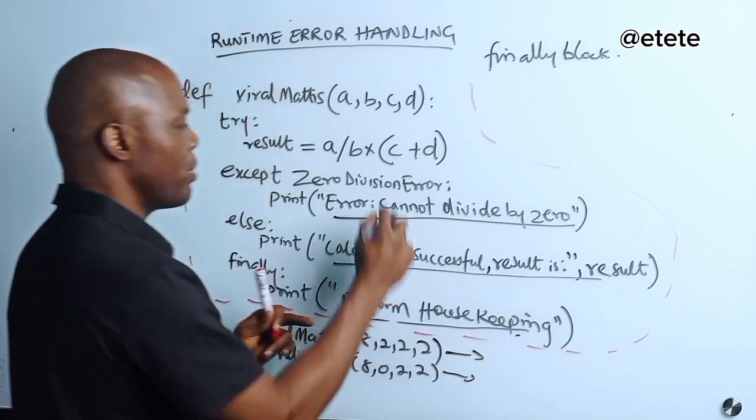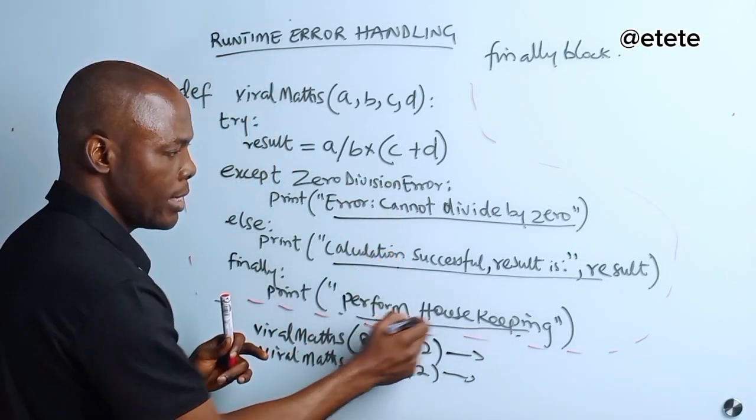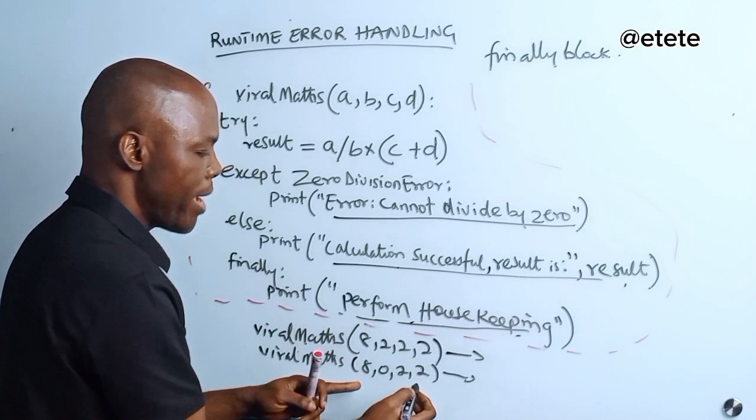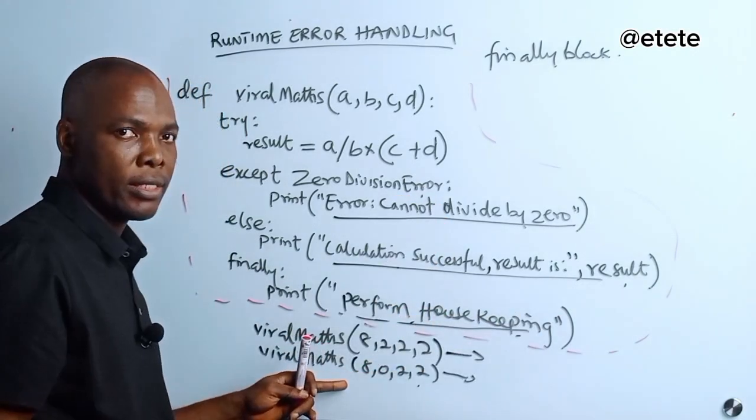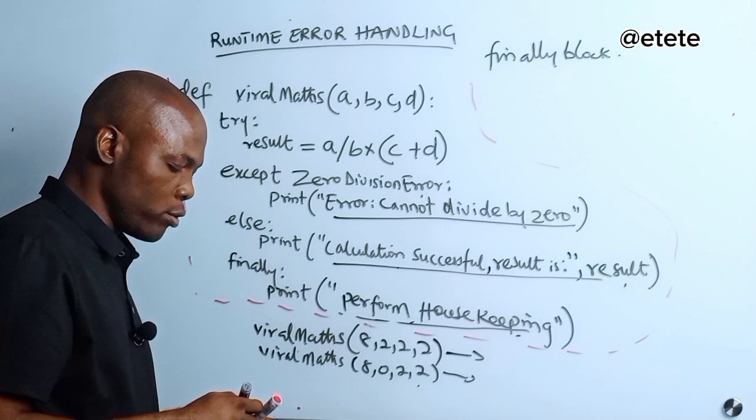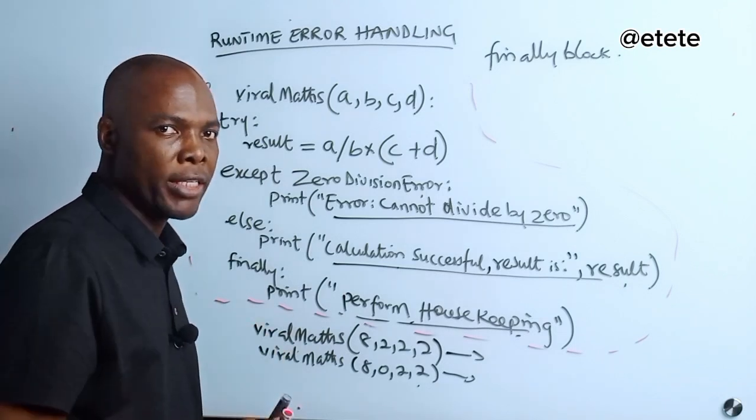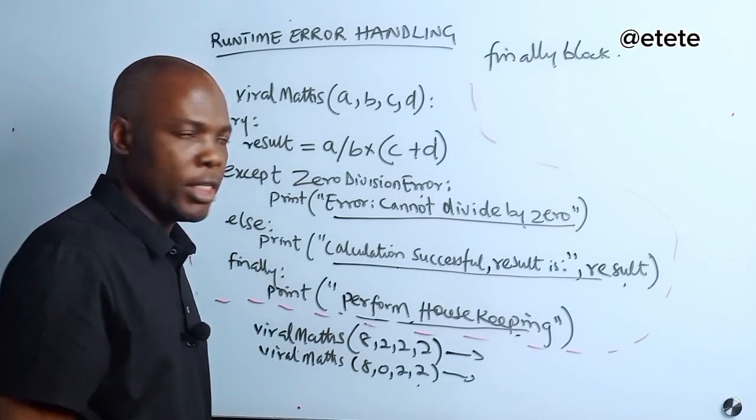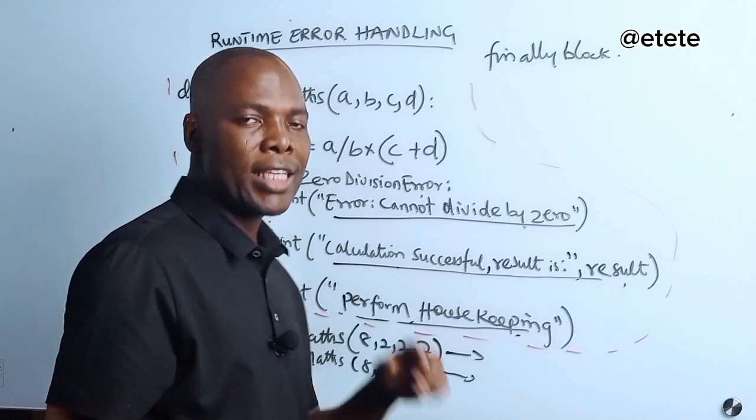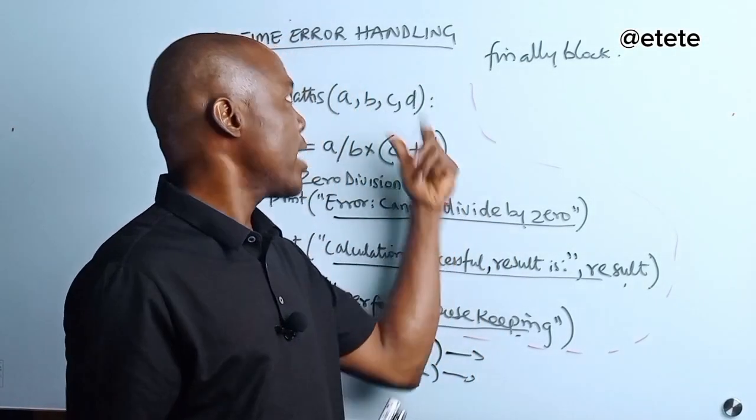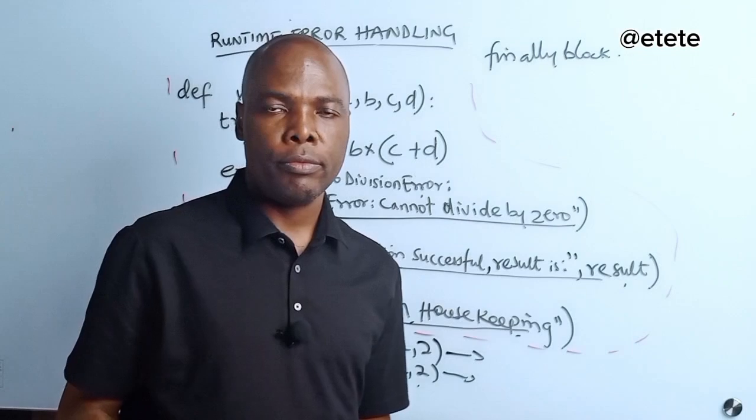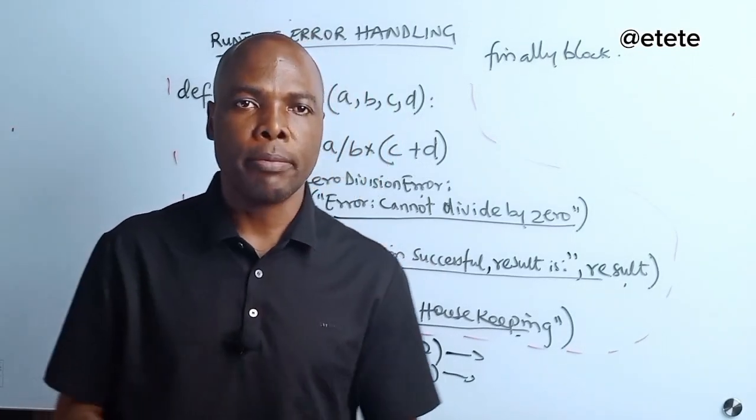So this first one will print out this and give me the value of result, while this one will print out this error message and then print out this. So that is what I have to show you in this class. So let's go to the PyCharm and let me demonstrate this for you to see. In the next class, I'll be teaching you assertion, another way to handle runtime error. So let's go to PyCharm.